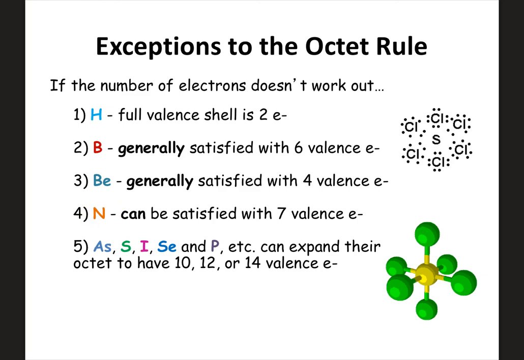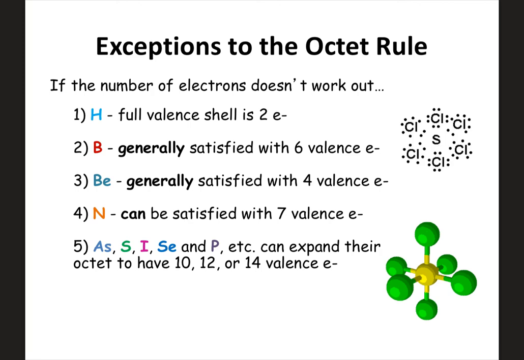Nitrogen can be satisfied with 7 valence electrons. It's very rare. We might not see an example of this at all, but it can happen. If you total up your valence electrons and find it's an odd number, it's probably because nitrogen is doing something unusual. And then there are a few elements here, and there are even more than this. Arsenic, sulfur, iodine, selenium, phosphorus can take more than 8.